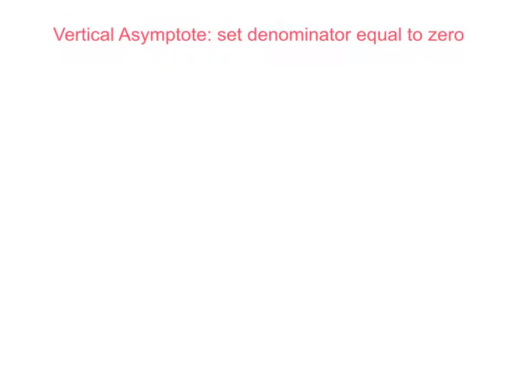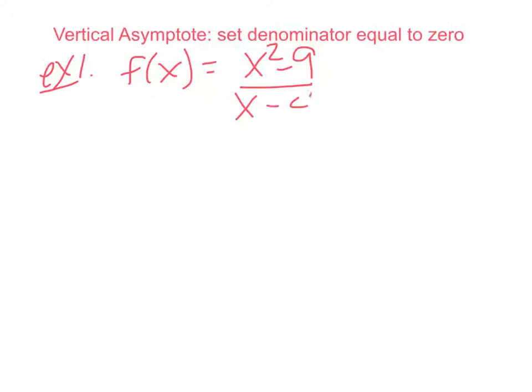All right, so when we go to find these pieces of information and graph them, we're also going to need to find the vertical asymptote for this general rational function. And all you're going to do is set the denominator equal to 0. So we're going to take a look at an example. This is example 1 from the notes, and we have that f of x is equal to x squared minus 9 divided by x minus 4. We're not graphing at this point, we're just finding the pieces of information.